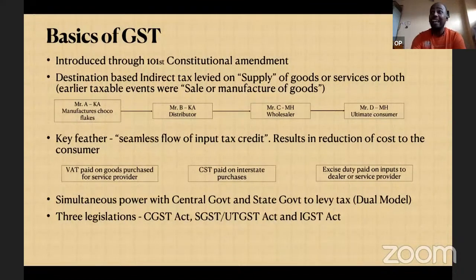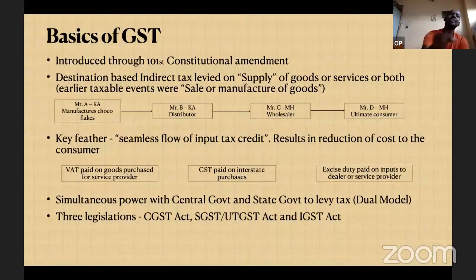For example, octroi was there, entry tax used to be there. Now, GST, since it is a comprehensive tax which has subsumed all the central excise and all the different state taxes, has been a comprehensive tax which is levied on supply. So it is not a tax which gets attracted on the basis of sale.